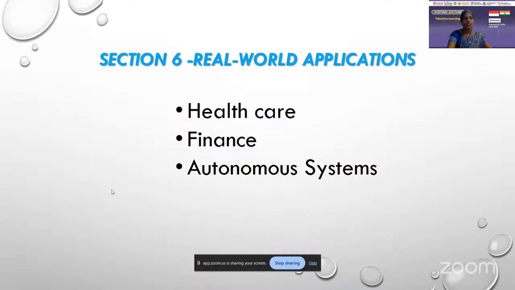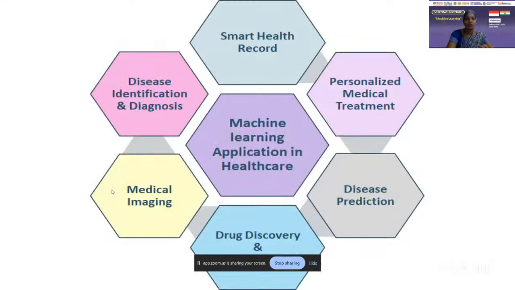And then next come the real world applications. Here I've listed out a few: healthcare, finance, and then autonomous systems. When you take a machine learning application in healthcare, it is used to monitor the records of a particular patient, that is smart health records, and then personalized medical treatment based upon the symptoms or the severity of the disease. Automatically, a personal suggestion is given by each doctor in terms of how to cure the disease.